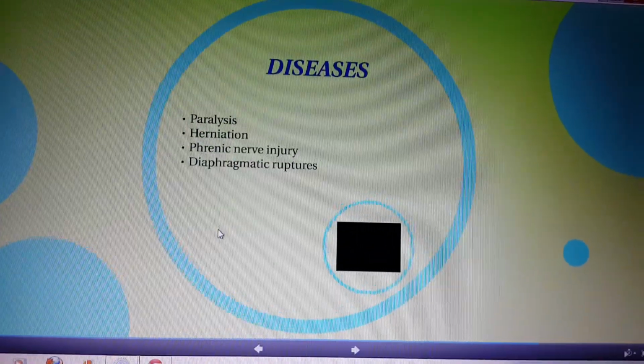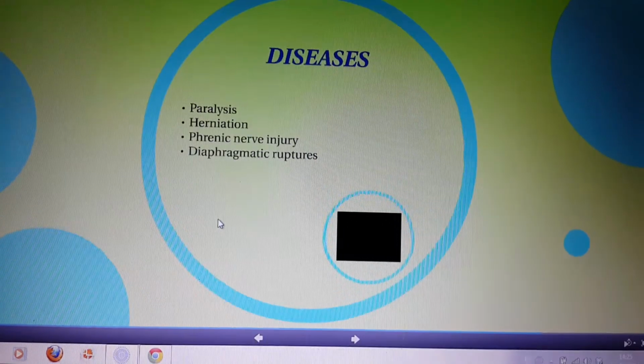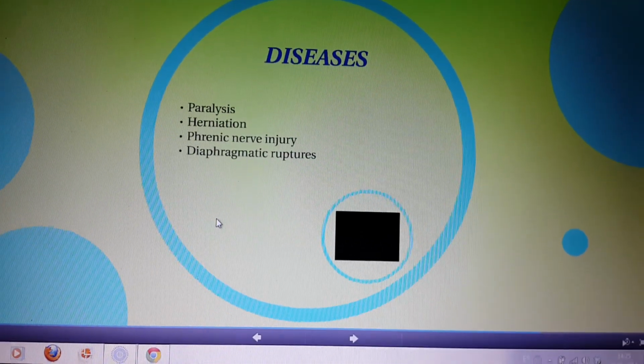Diseases: paralysis, herniation, phrenic nerve injury, and diaphragmatic ruptures.